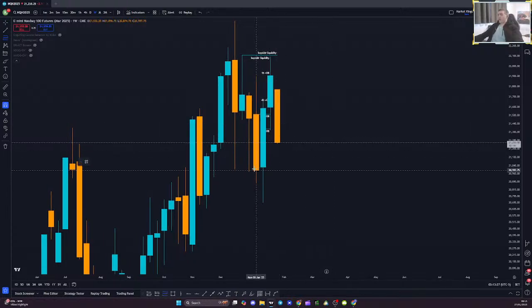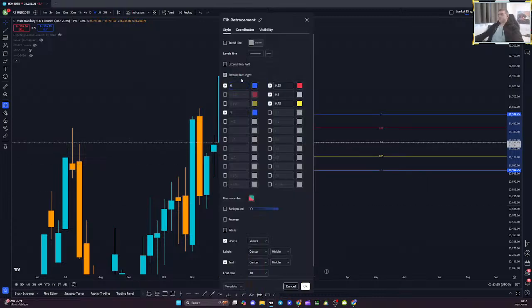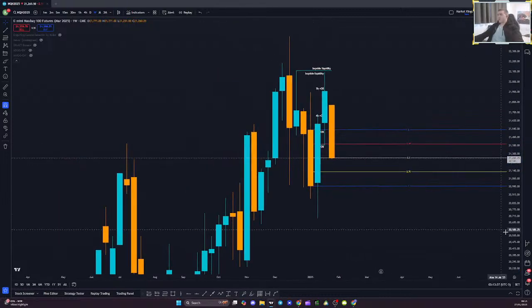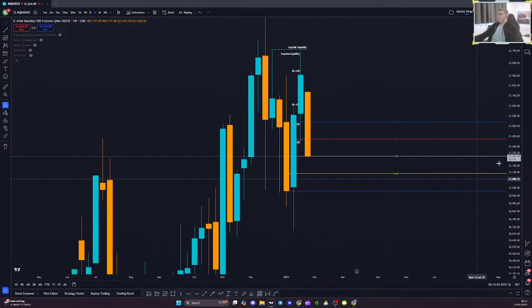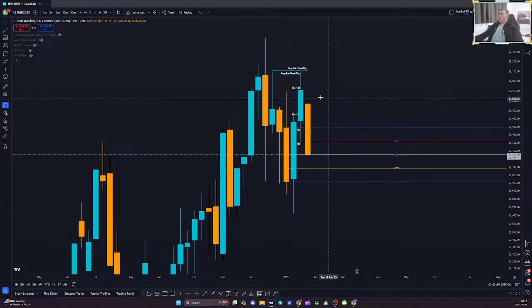What do we have on the weekly? We do have this weekly order block, and let's see where the 50 is. We just traded into the 50 of that weekly order block, so this is still fine to go higher from here. Like this doesn't mean anything.